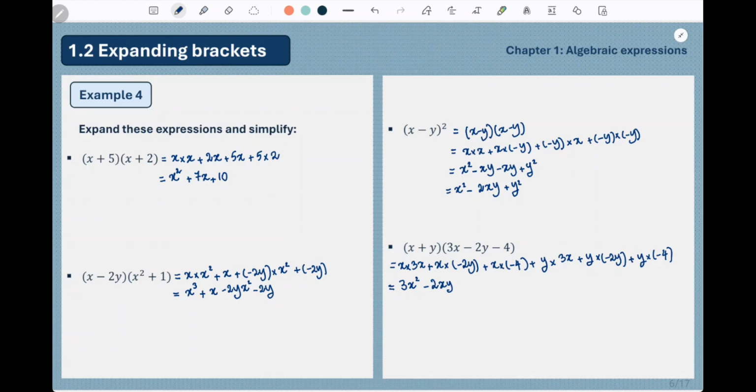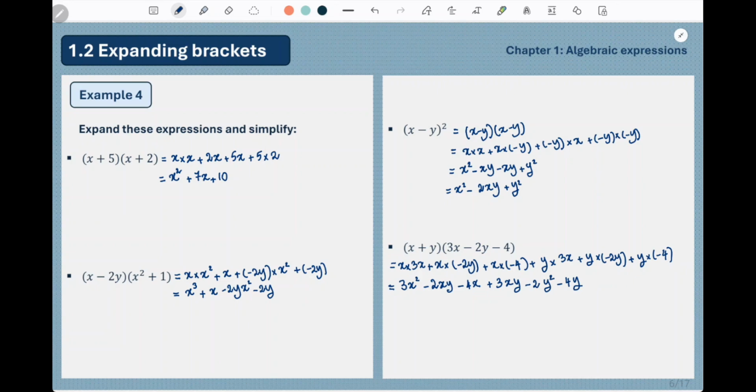And then I have minus 4x plus 3y x, or 3xy. And then this one is minus 2. As the sign, it should be minus. Don't forget that. Minus 2y squared, because y times y is y squared. Then minus 4y. Can we simplify this any further?